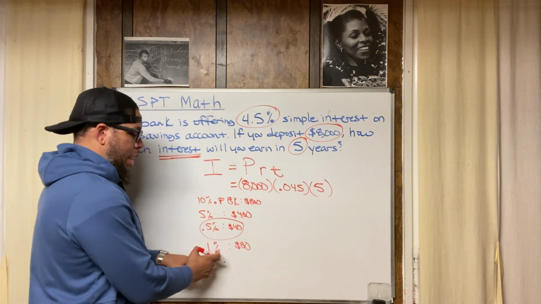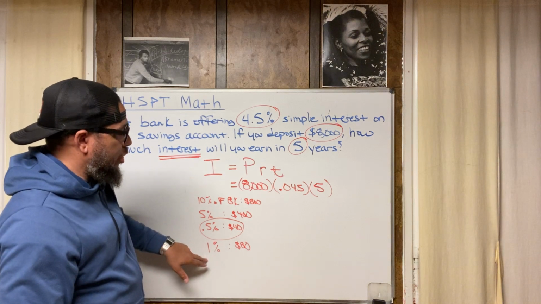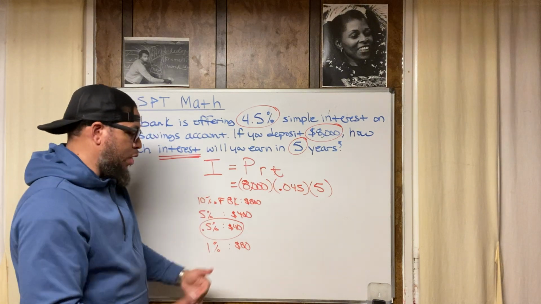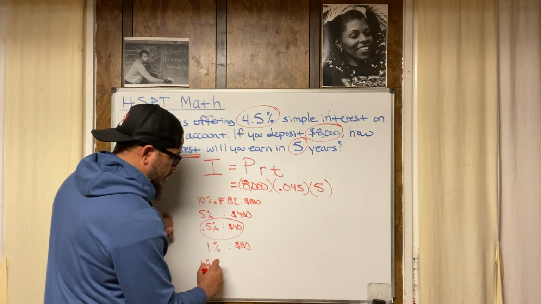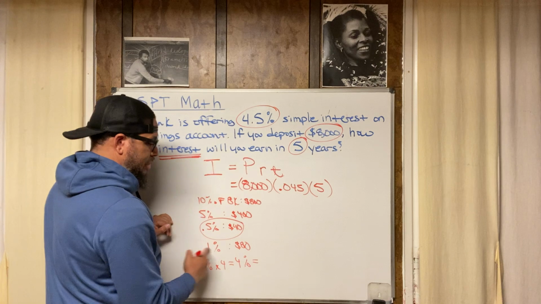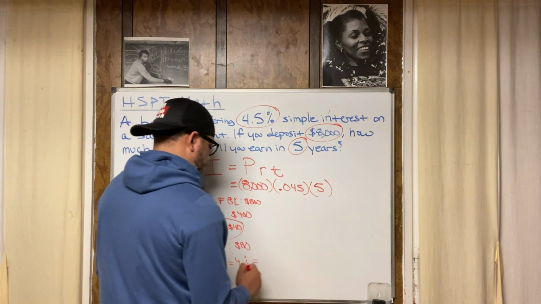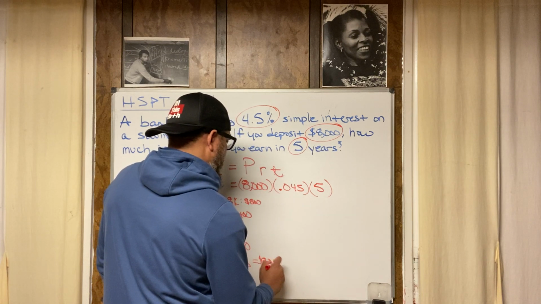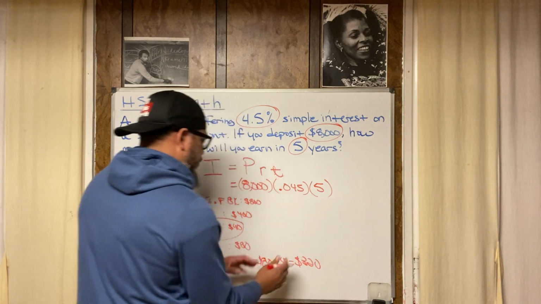So this is why I want to know what 1% is. If I know what 1% is, I could do 1 times 4 to get 4%. That's why I want 1%. I could do 1% times 4, and that's going to equal 4%. Now 1% was $80, so that's the same thing as doing $80 times 4. $80 times 4 is going to be $320. So that's my 4%.